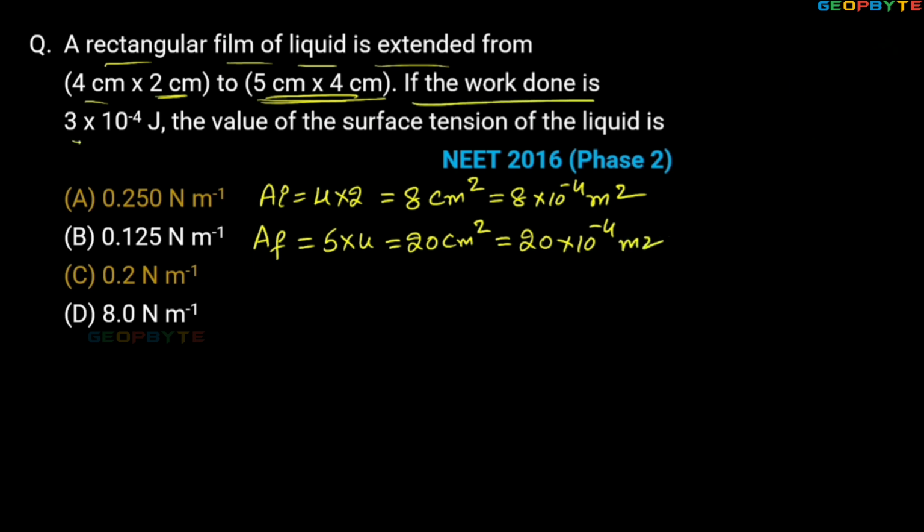If the work done is given as 3 into 10 power minus 4 joules, the value of surface tension of the liquid, you are asked to decide what is the surface tension sigma.